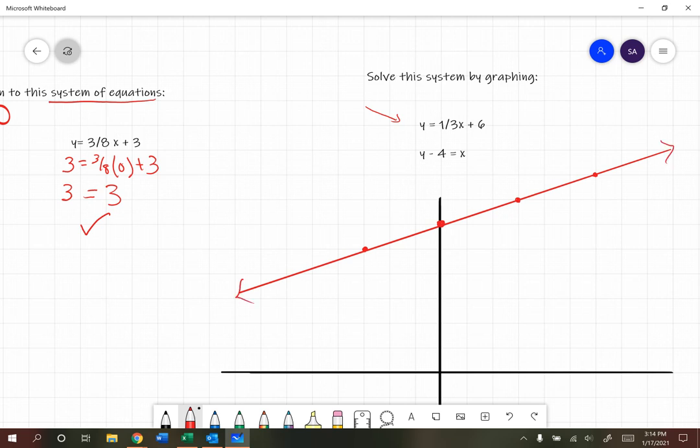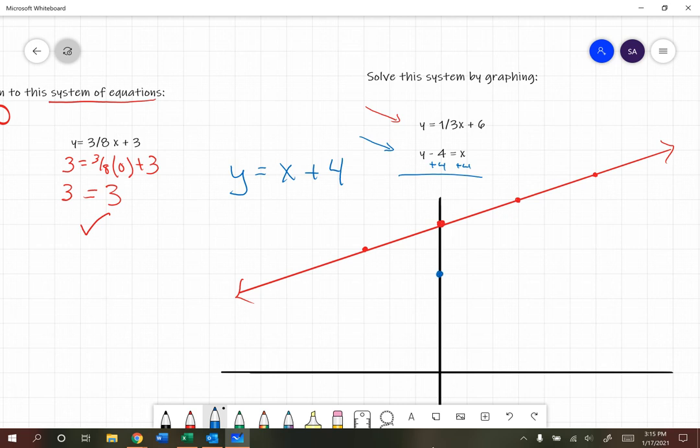And we could continue that as long as we needed to. Now, the second equation is not in slope-intercept form, so the first thing that I would have to do is solve it for y in order to put it in slope-intercept form so I can graph it that quick way. So when I add 4 to both sides, I end up with y equals x plus 4. Now I'm ready to graph, so I go up to 1, 2, 3, plus 4.